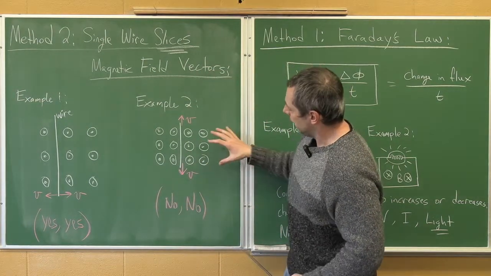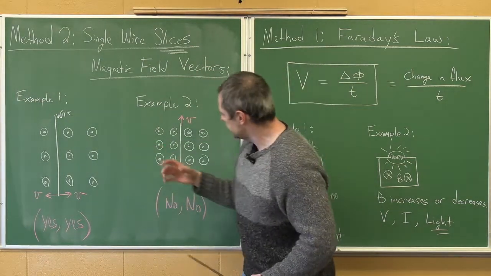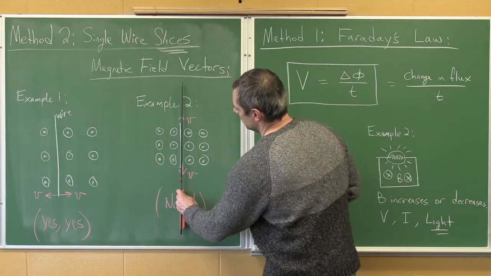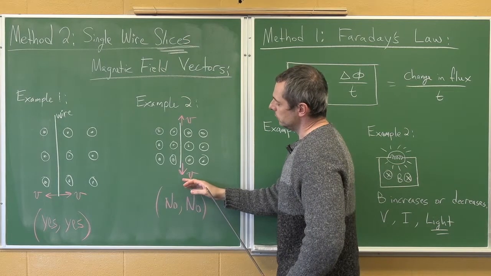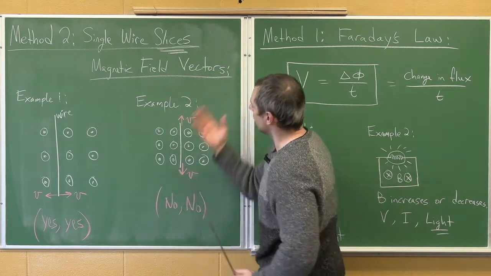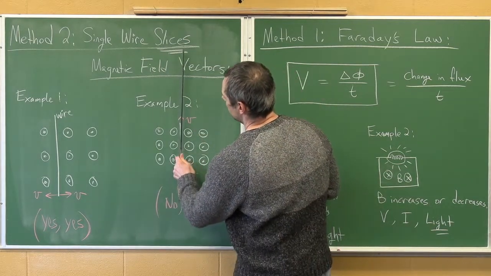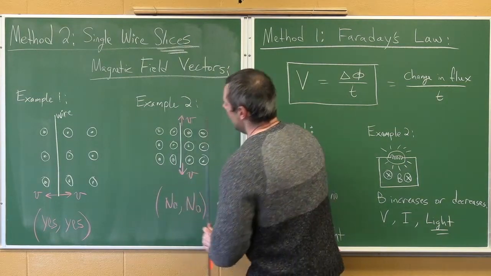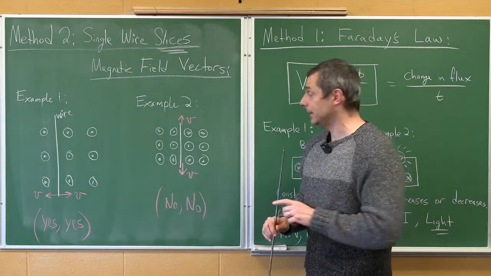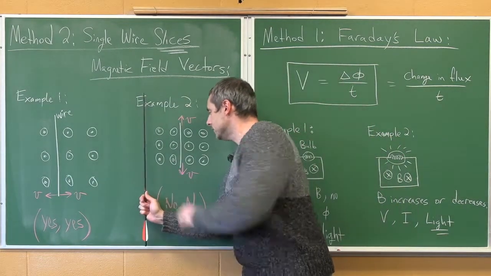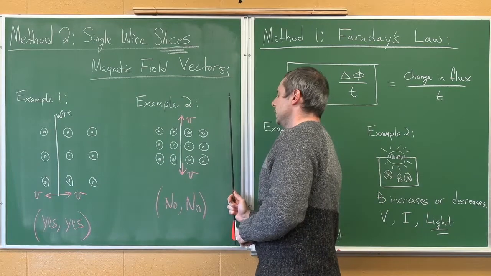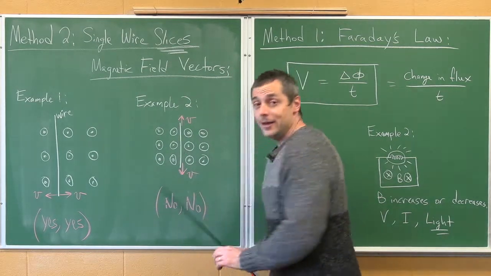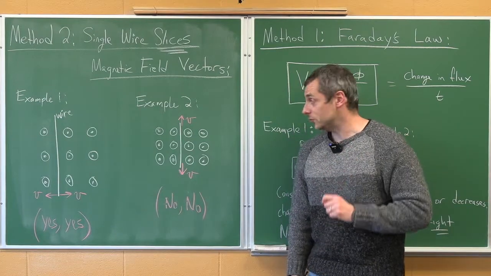Example 2. I have a similar situation. I've got magnetic field lines coming out of the board like this, and I've got the wire like this. Now I can move it either down toward the floor or up toward the ceiling. Notice when I move the wire like this, I am not slicing through the magnetic field lines. Again, I have to go like that to slice through these, or this way to slice through those. So moving it this way does no slicing, no voltage, no current, no electricity.